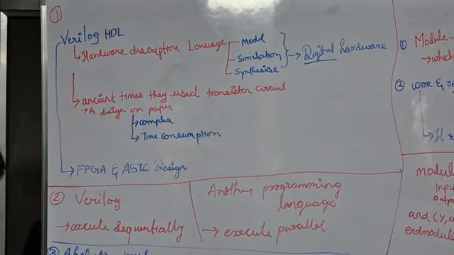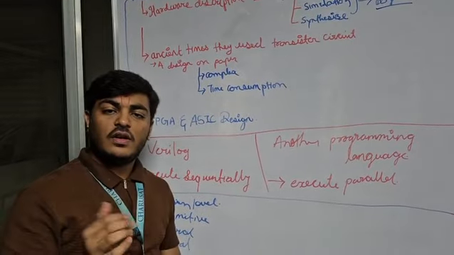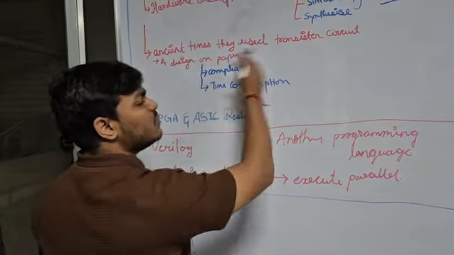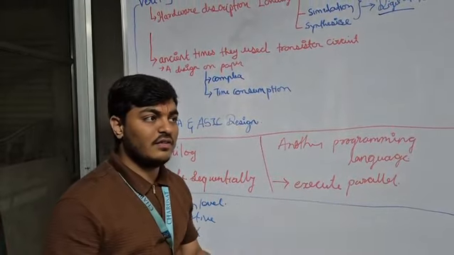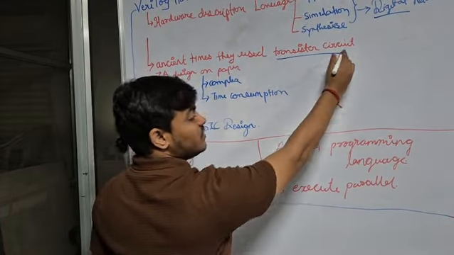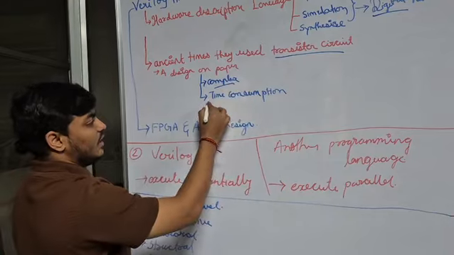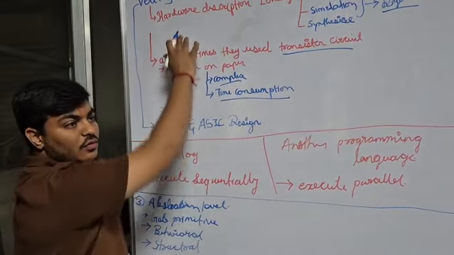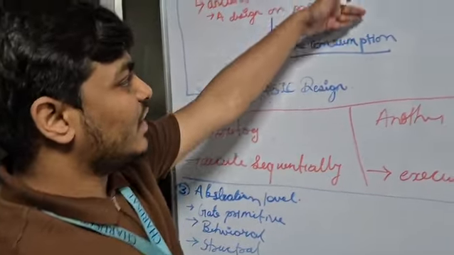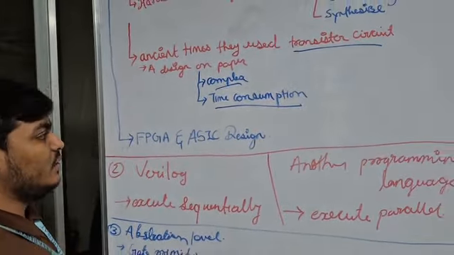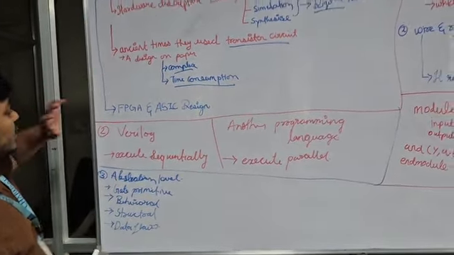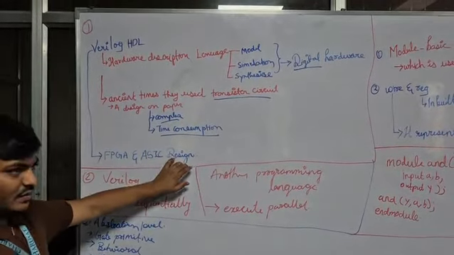Okay. So why do we require Verilog? In ancient times, they used a large, big room of paper, and people designed transistor circuits manually, which is very complex and time consuming. But in Verilog, we write around 6 or 9 lines of code, and we get a ready-made transistor circuit. So Verilog is basically used in FPGA or ASIC design.